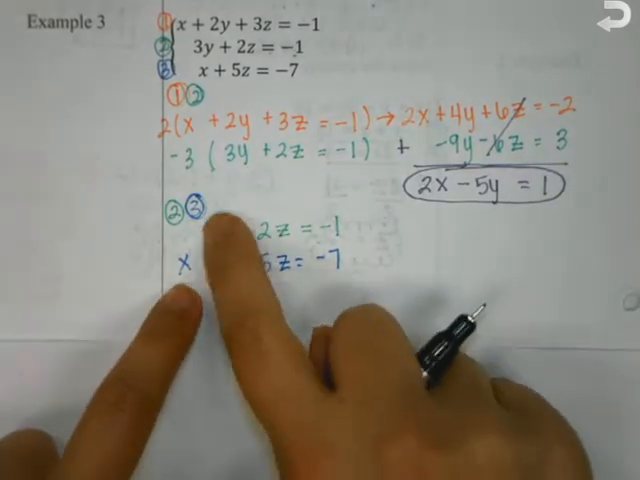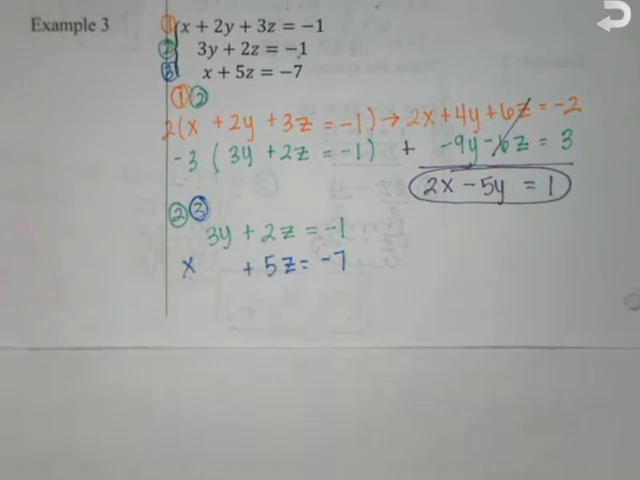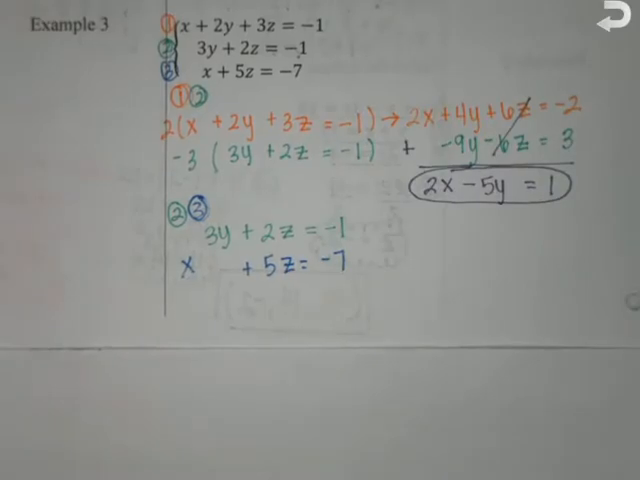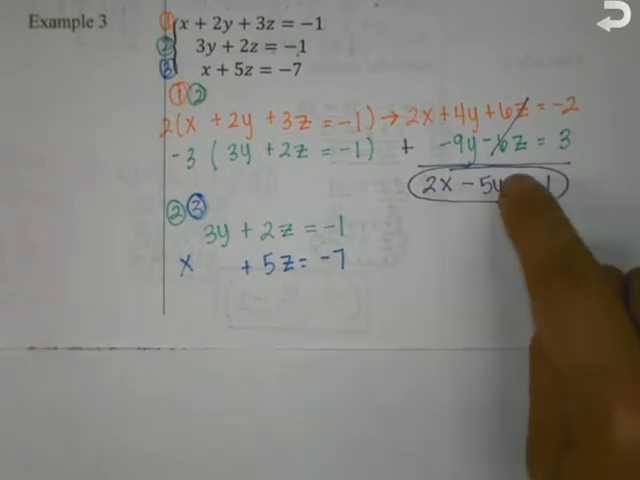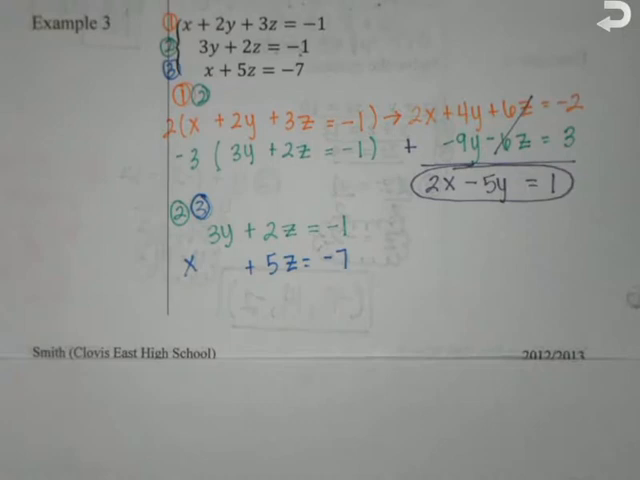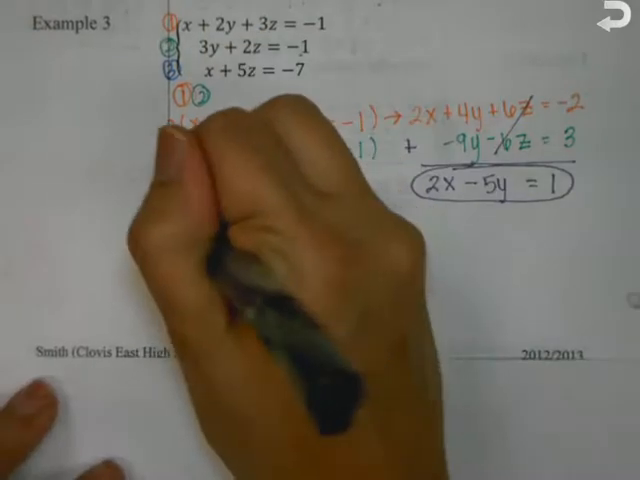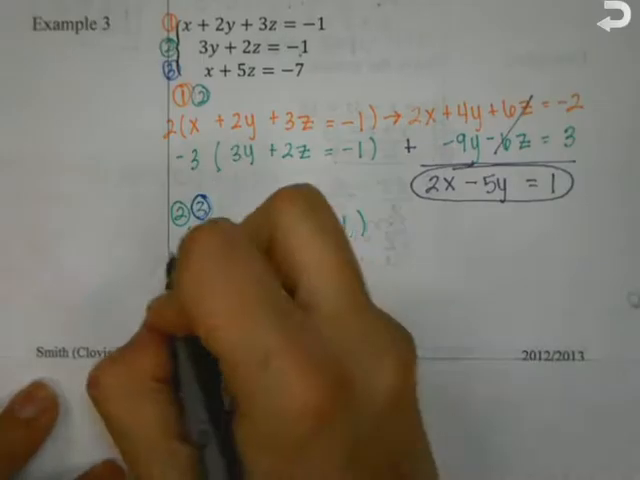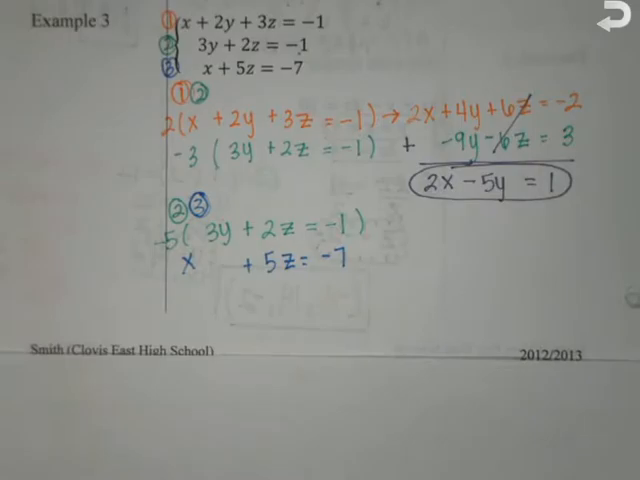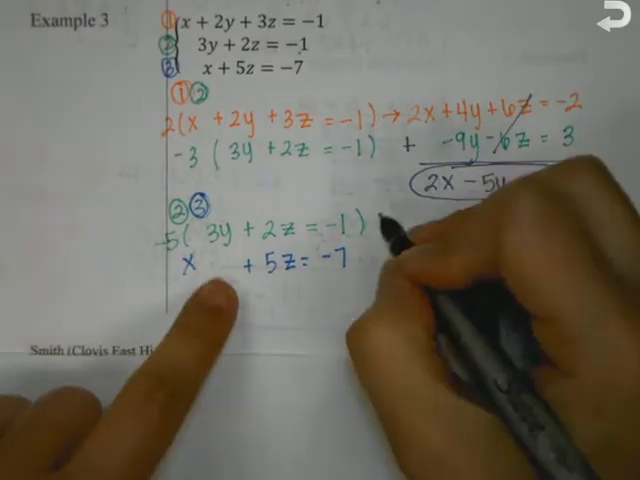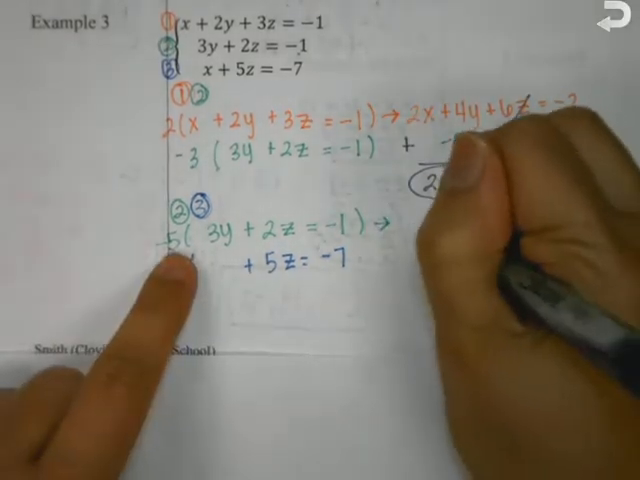Okay, so I want to eliminate z again because I eliminated z in step 1. So that means I need to multiply the top by -5. You want to do -5? Okay, so we'll multiply the top by -5, which will give me negative 15y minus 10z equals positive 5.